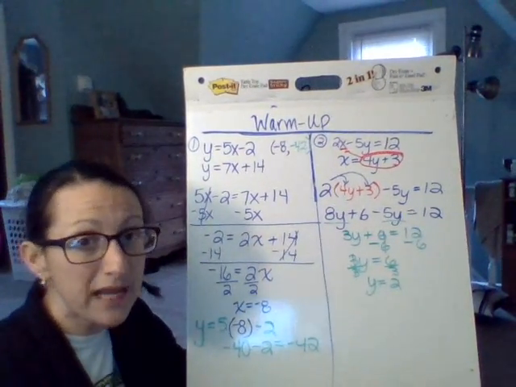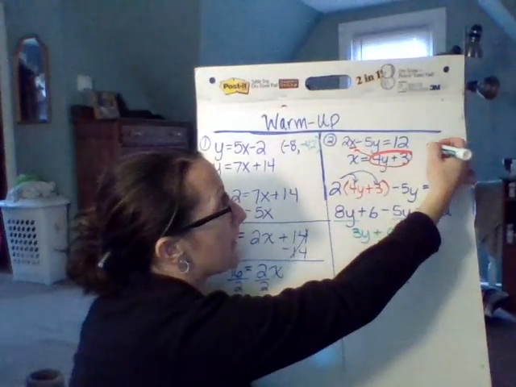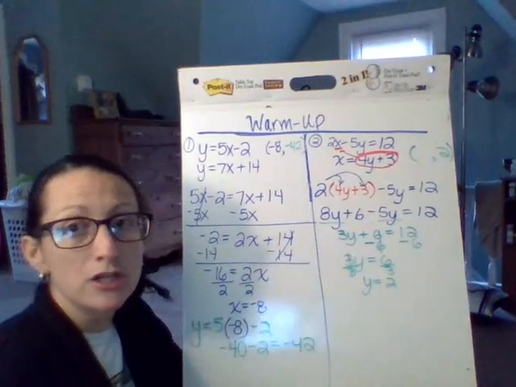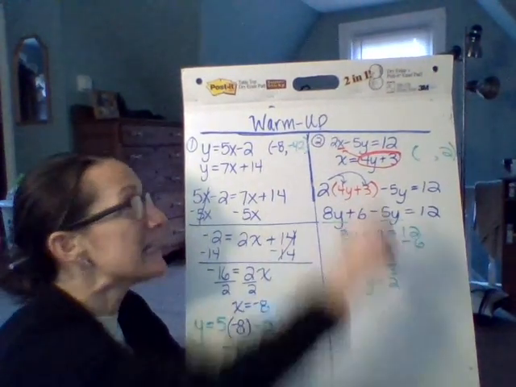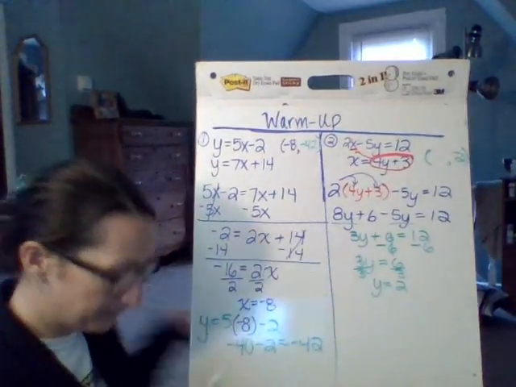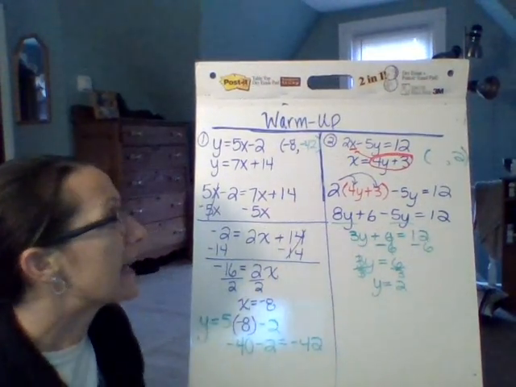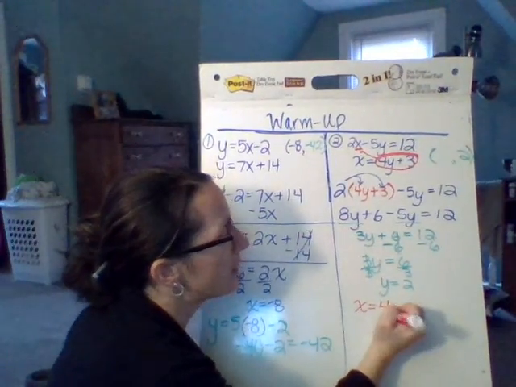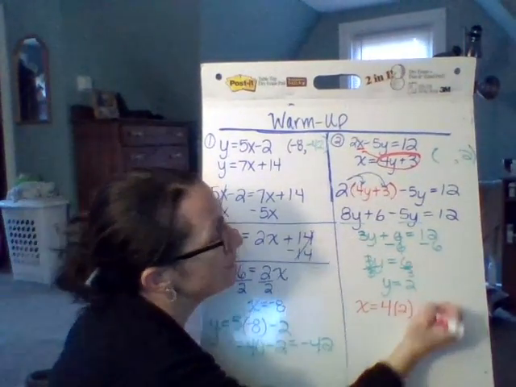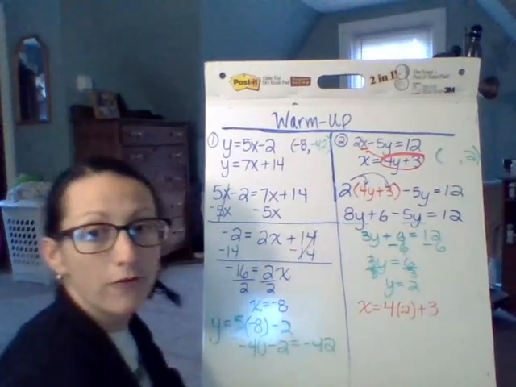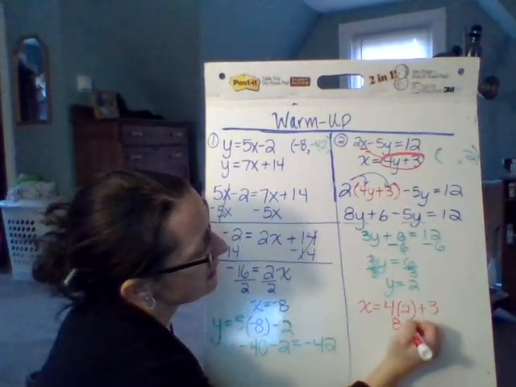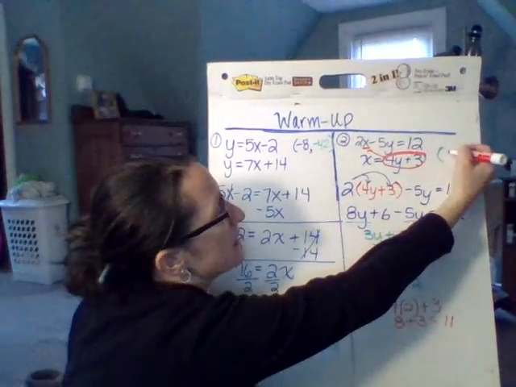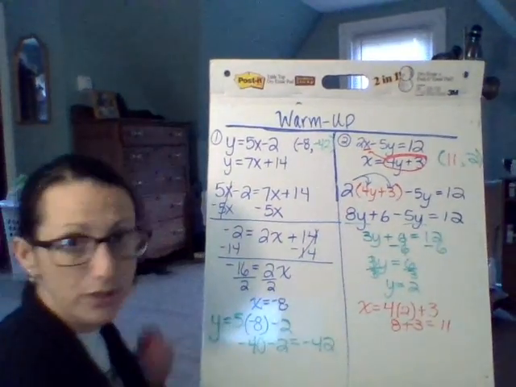So again, half of my answer, and this is actually the second half. We know that the y coordinate is 2. So now I'm going to substitute back in. It's easiest to go right to this red circle. I have x equals 4y plus 3. I now know that y is 2, so 4 times 2 is 8, and 8 plus 3 is 11. So my solution is the point 11, comma 2.